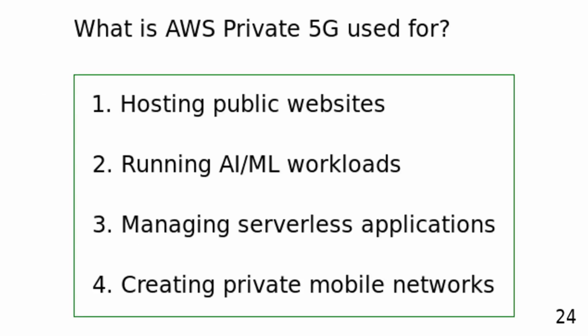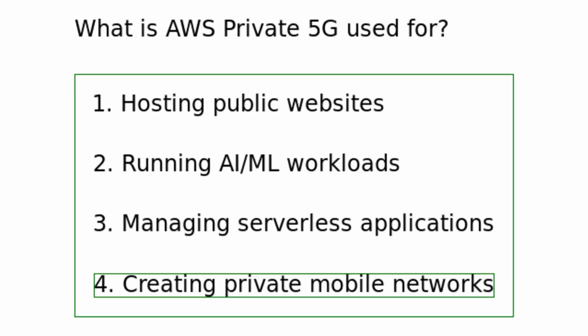What is AWS Private 5G used for? Hosting public websites, running AI or ML workloads, managing serverless applications, creating private mobile networks. AWS Private 5G is used for creating private mobile networks to securely connect devices and applications.